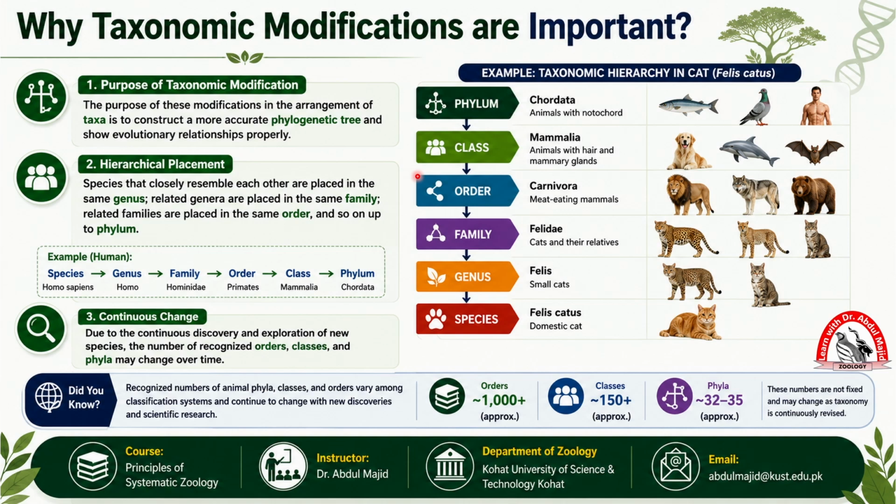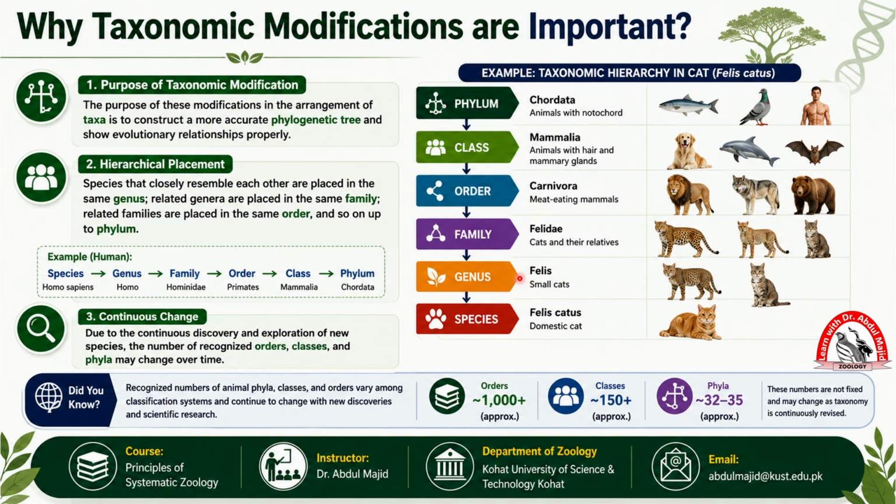For example, similar species are placed into genus. Related genera are grouped into families. Related families are grouped into orders. And this arrangement continues upward to class and phylum. Take the example of human Homo sapiens, belong to the genus Homo, family Hominidae, order Primates, and class Mammalia, and phylum Chordata. This hierarchical arrangement makes classification more organized and scientifically meaningful.